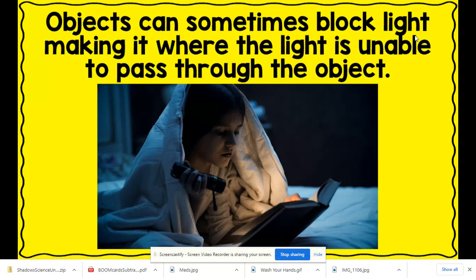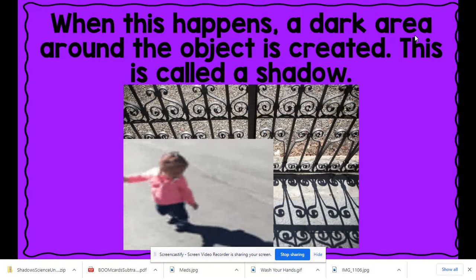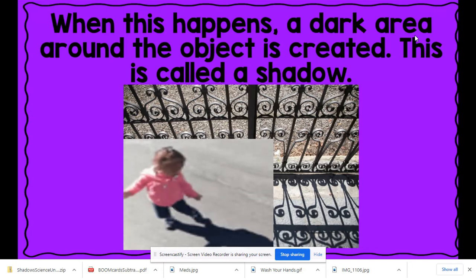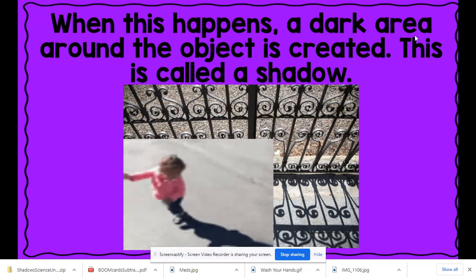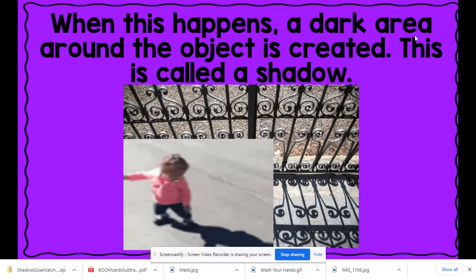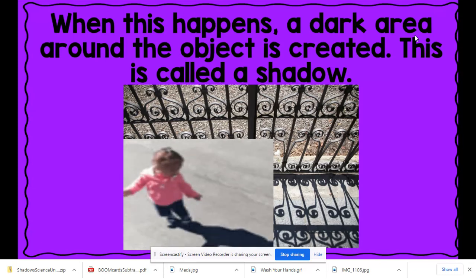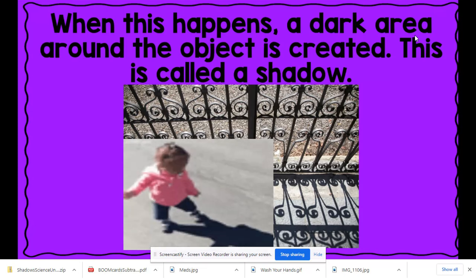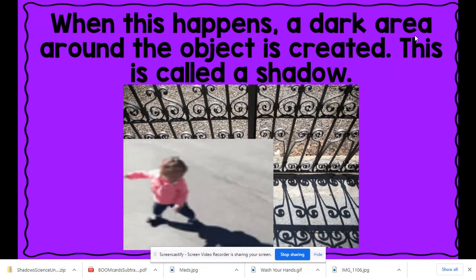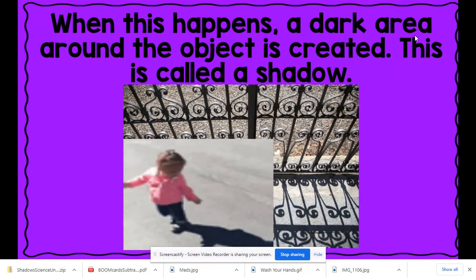Objects can sometimes block light, making it where the light is unable to pass through the object. And as a direct reflection of this, what do we make, boys and girls? Yes, when this happens, a dark area around the object is created. This is called a shadow. Case in point are two examples: the iron gate and the little girl who's having fun chasing her shadow.